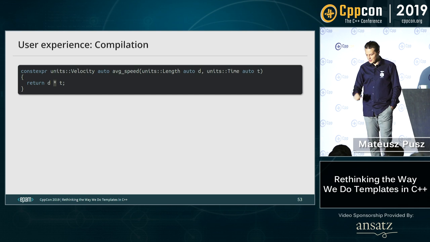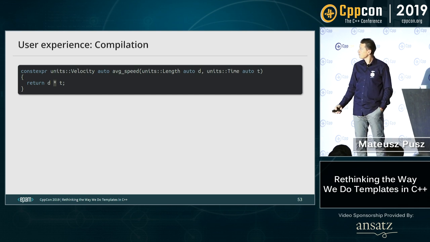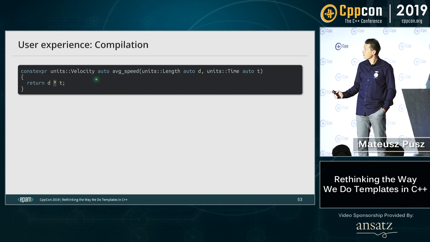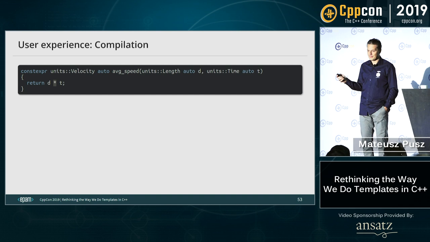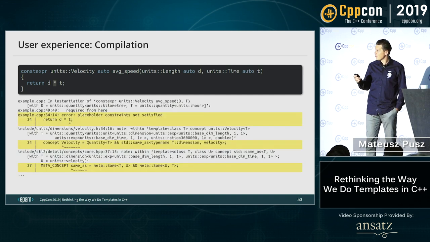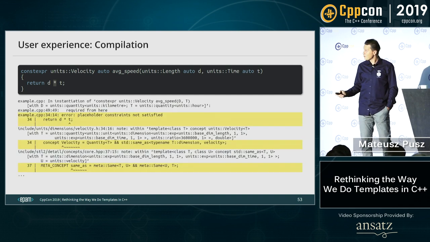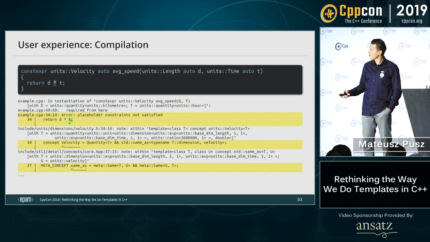Talking about the user experience of compilation of concepts. Let's see the same function, the same error that we've seen for Boost and other libraries. I don't know if you've ever seen how concepts fail to compile. This is how it looks. There's information that the operation D multiply T doesn't meet the constraints. Constraints is velocity. And actually, at this point, you could just end your analysis because you know that it was meant to be velocity and it's not.